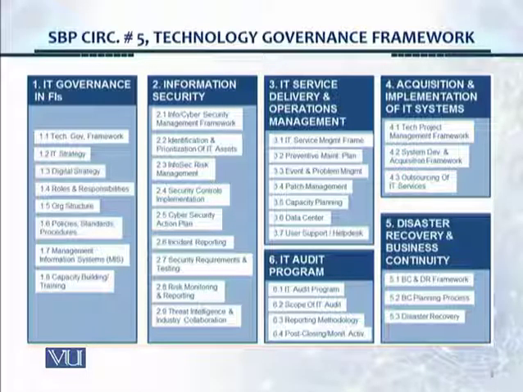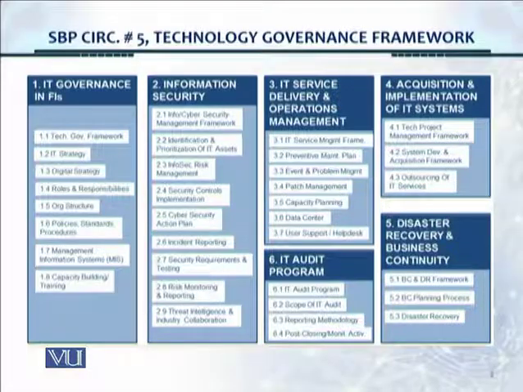And the fourth section is acquisition and implementation of IT systems: technology project management framework, system development and acquisition framework, outsourcing of IT services. The fifth section is disaster recovery and business continuity. You have the BC and DR framework, which is the business continuity and disaster recovery framework, the business continuity planning process, and disaster recovery. And the last section is on the IT audit program, scope of IT audit, reporting methodology, and post-closing monitoring activities.